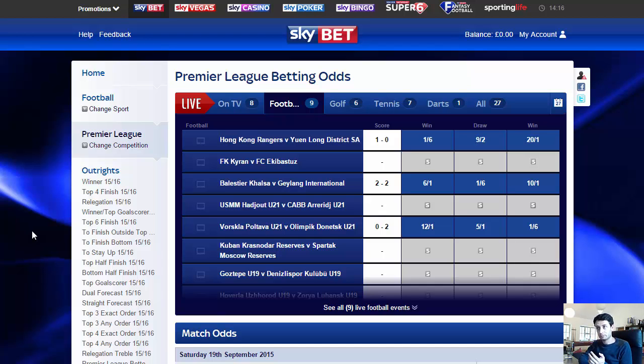So placing your first bet, you can pick anything to bet on these days. You can bet on football, you've got golf, you've got tennis, you've got darts, you've got horse racing, you've got a lot of different things that you can bet on. In our system, we're going to be betting on football matches. So I've come into Sky Bet, I've logged in and I've clicked on football and I've just clicked on the Premier League. You can bet on any football match, it doesn't really matter.